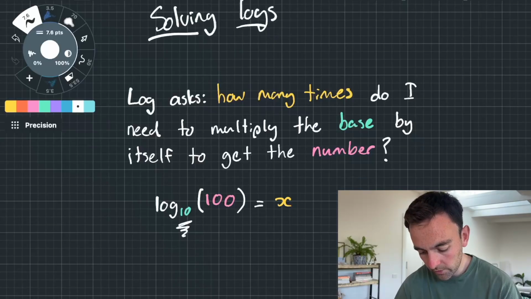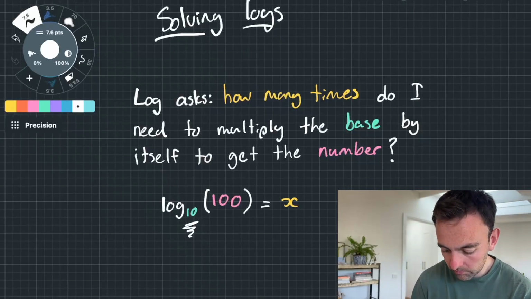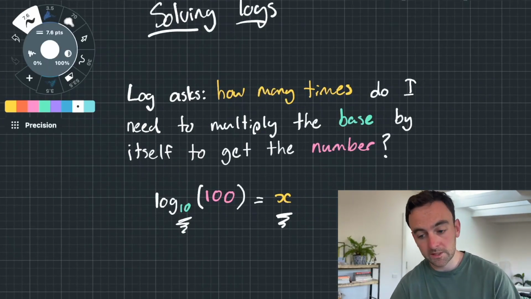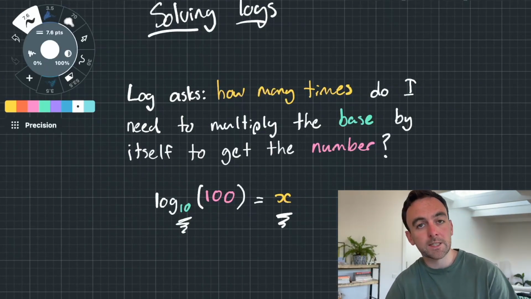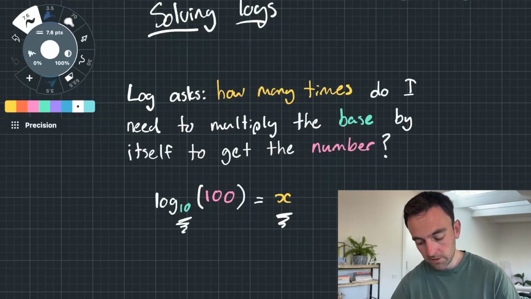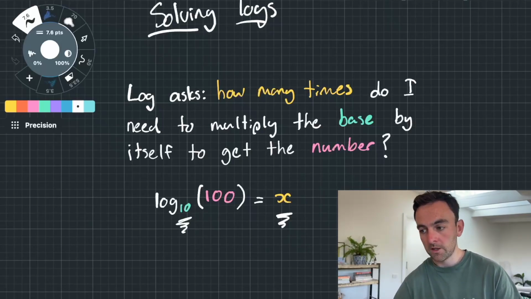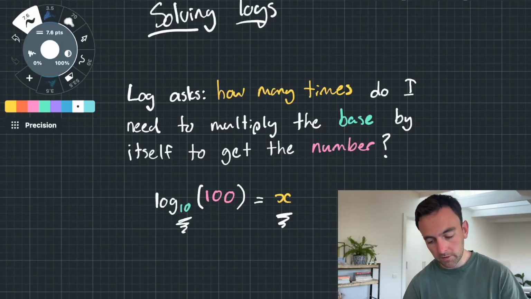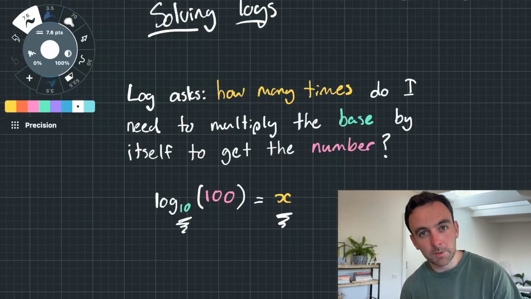Anyway, in this video we're focusing on logs with the base 10. And what this log is asking is how many times, which is our answer, do I need to multiply the base, which is 10, by itself to get the number, which is 100. So one more time, how many times do I need to multiply 10 by itself to get 100? Now, I think if you just keep repeating that, hopefully it'll start to make a little bit of sense.